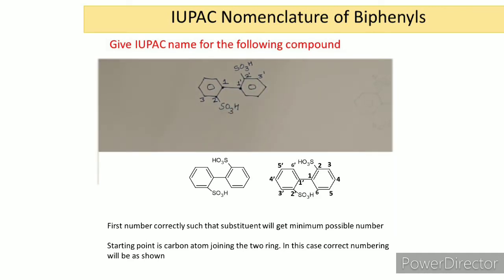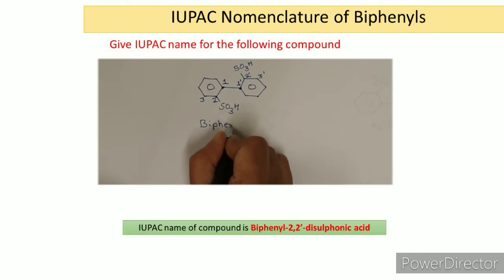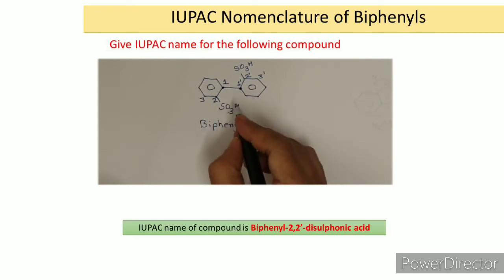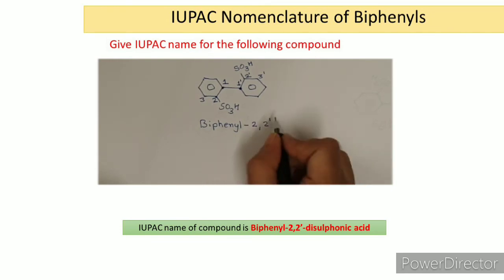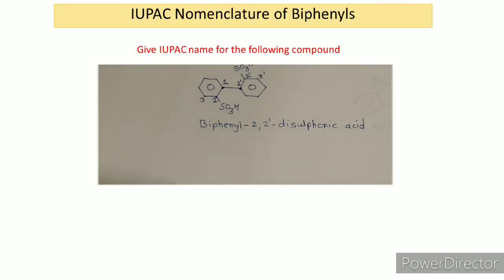Now remember, groups like SO3H, COOH we write at the end after the parent name. So in this case the name will be first the parent name biphenyl followed by these groups along with their numbers. So 2, 2 dash disulfonic acid.